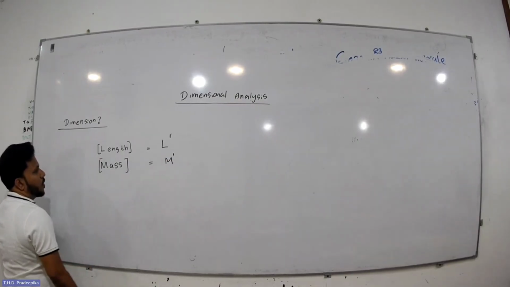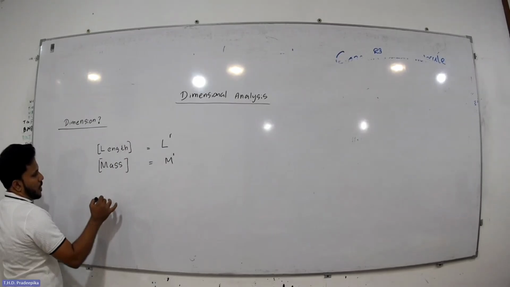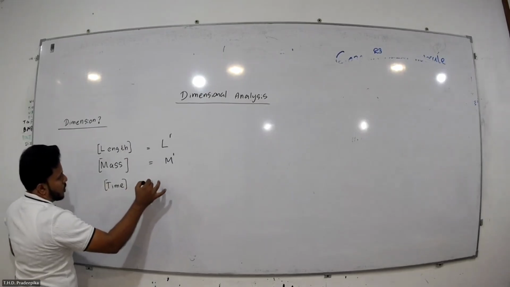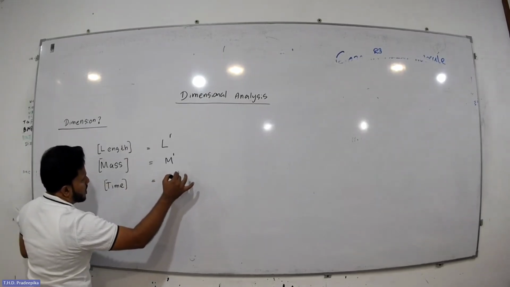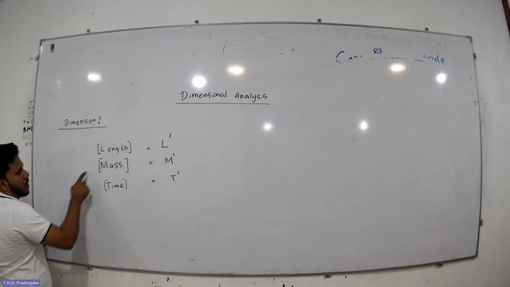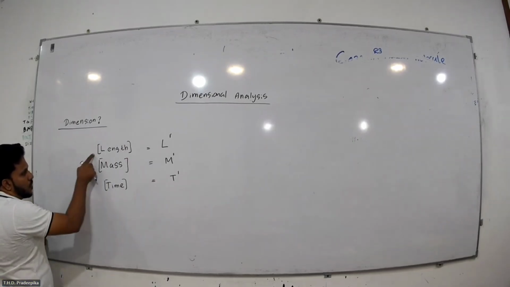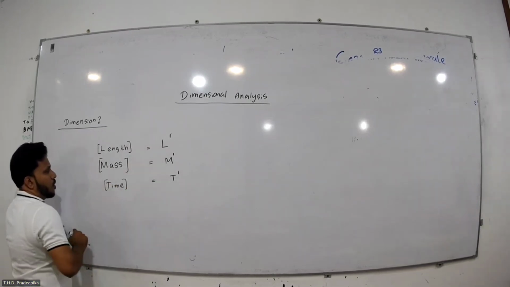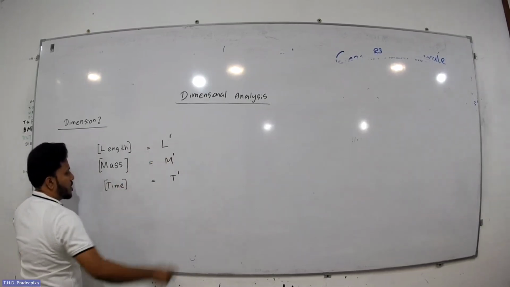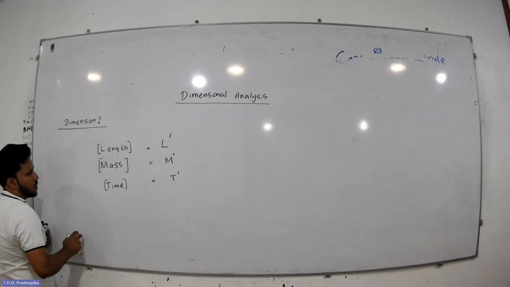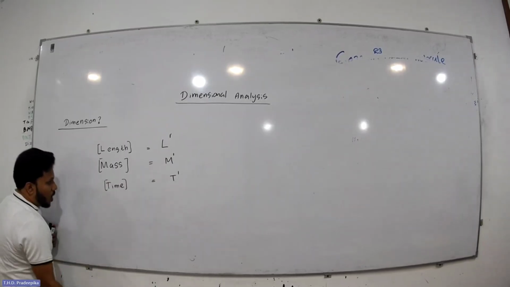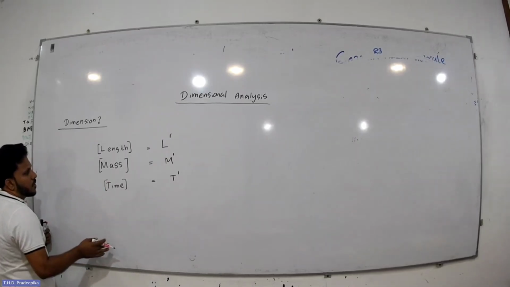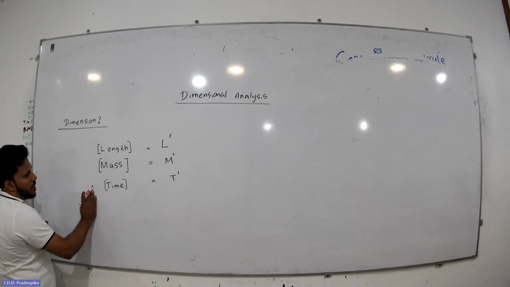Very simple. Then time: capital T is the symbol, and the dimension is 1. So these are the three fundamental physical quantities which I used earlier, with their symbols and dimensions. There are dimensions for the rest of the four fundamental quantities also, but in our syllabus these three are the main dimensions.